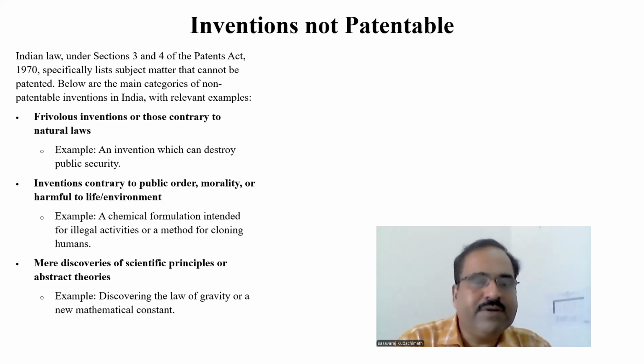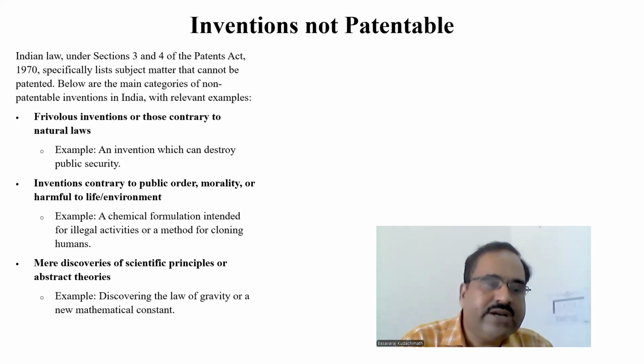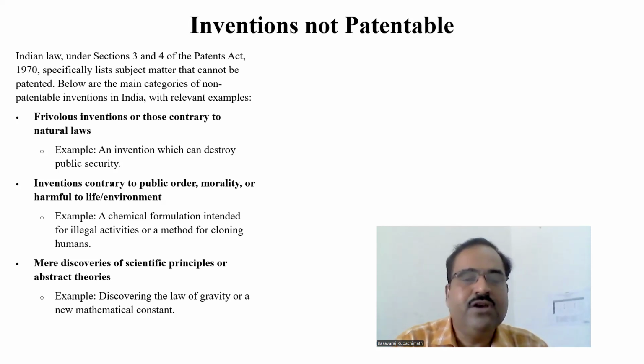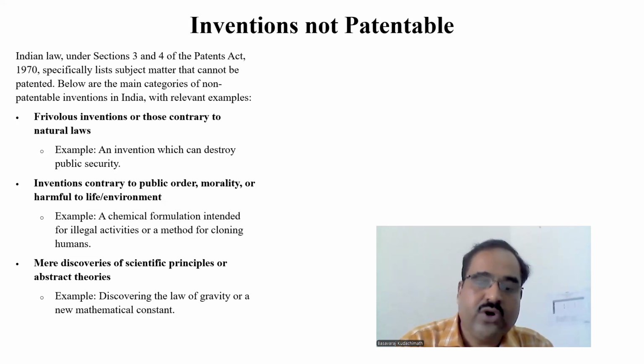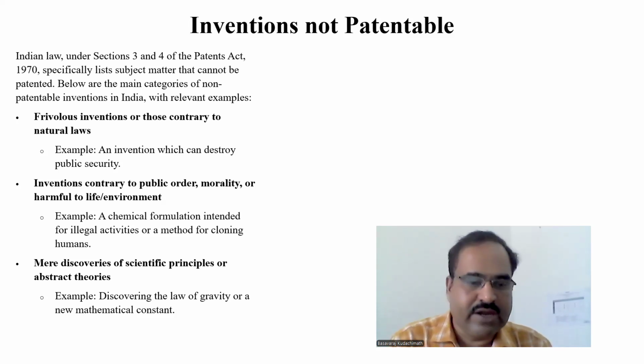Inventions contrary to public law and order, that is morality, or harmful to life, environment and all that. For example, a chemical formulation intended for illegal activities or methods for cloning humans cannot be patented because they are harmful. Again, it is against the general law. Suppose you invent a product which can kill people without any evidence, a kind of poison created to kill human beings, it cannot be patented, because such things can be patented by the government, not by any inventor at an individual level.